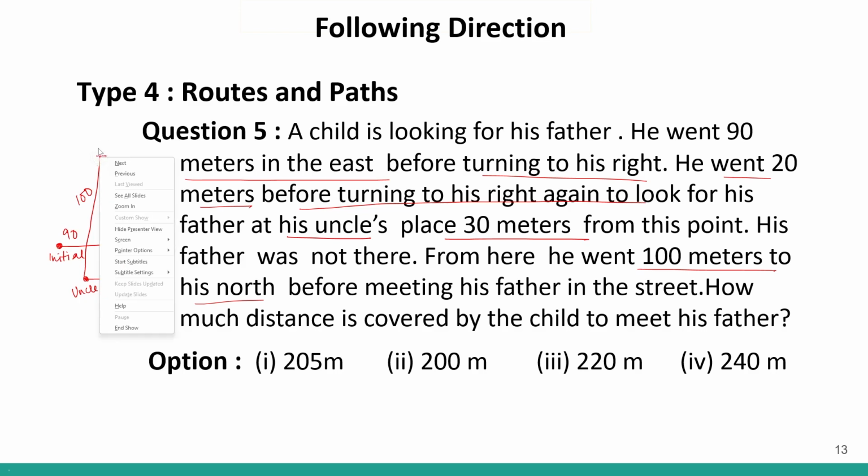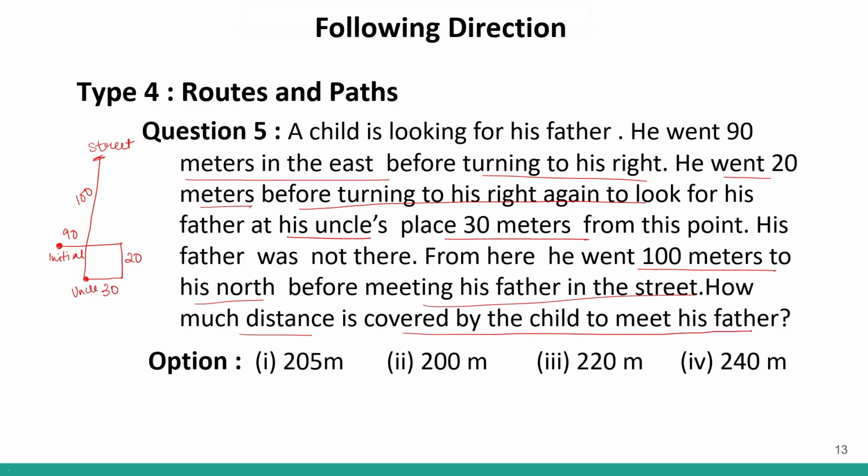And he met his father in the street. Over here we have the street, and he meets his father over here. We have to find out how much distance is covered by the child to meet his father. So the total distance. Over here, we are not saying that we have to find the straight line distance, that means the shortest distance. So this is not mentioned in the question. The question says how much distance is covered, so that means total distance.